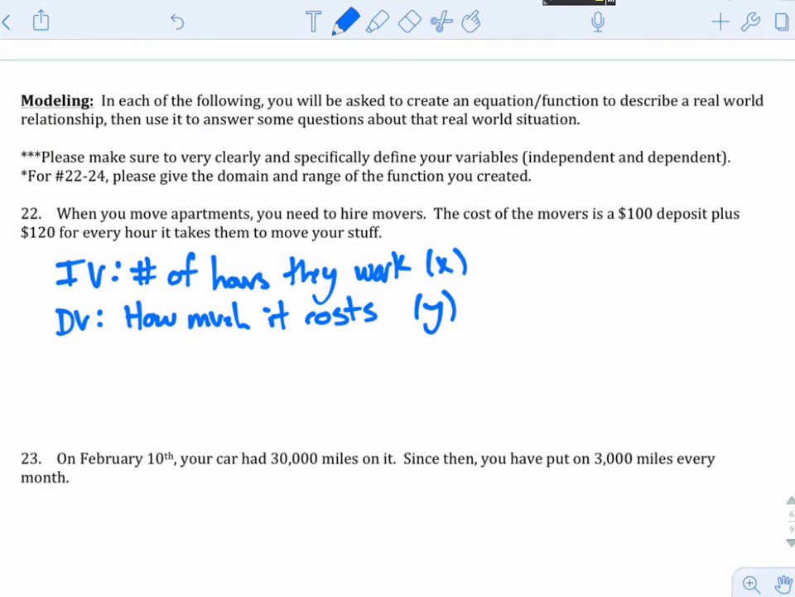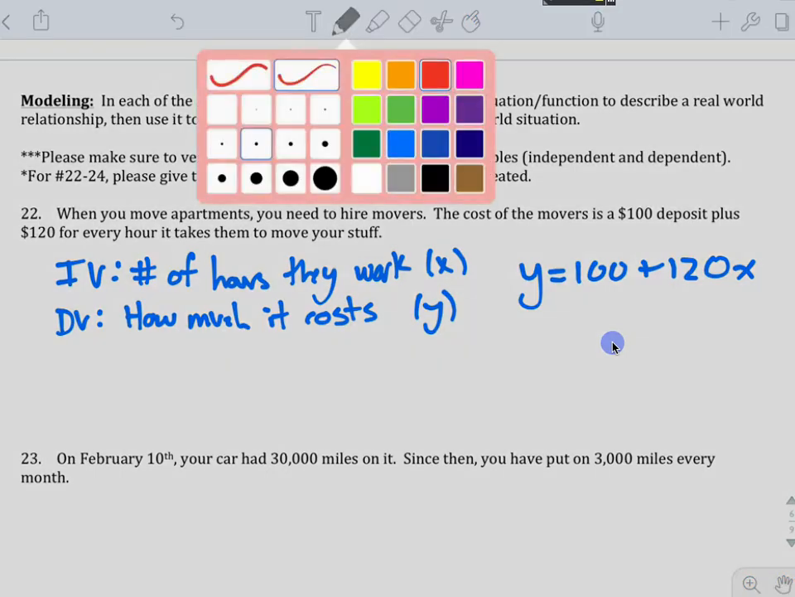Now, you're welcome to make a table of values here and find an equation from that, but perhaps you remember using your intuition how to create this equation just kind of right off the bat. I think that the cost is going to start at $100, and it increases by $120 every time they work another hour. So our relationship can be described with the equation y equals 100, the flat deposit rate, plus $120 times however many hours they work.